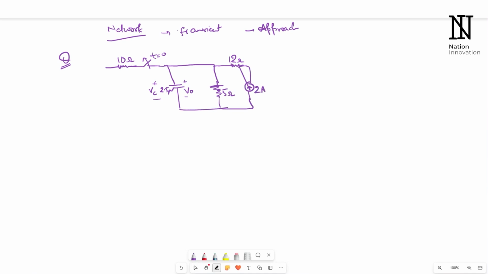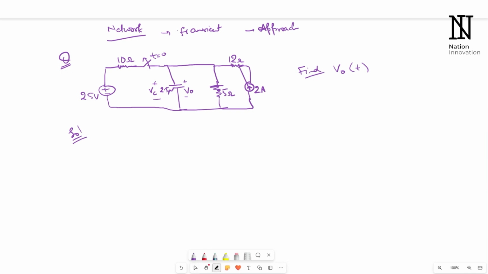These all are connected to a 25 volt voltage source, right? And what we have to find is the voltage across the capacitor, that is given by V naught. So let us see how we are going to approach it.